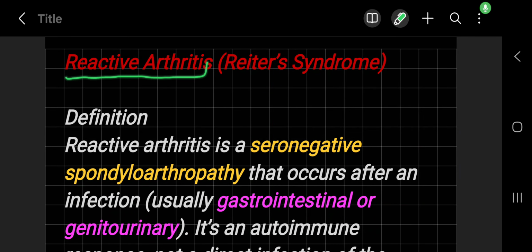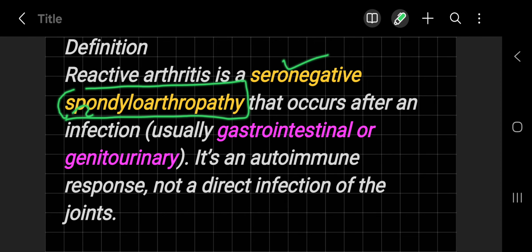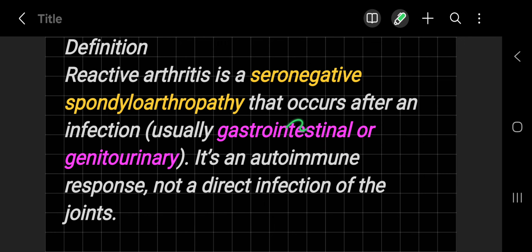In this video, I will discuss reactive arthritis, also known as Reiter's syndrome. So, reactive arthritis is a seronegative spondyloarthropathy. It means there is no positivity of ANA or RF factor, or also anti-CCP is negative. It occurs after mostly infections.